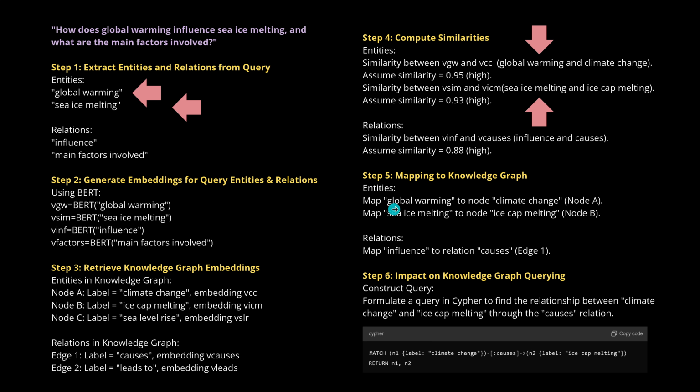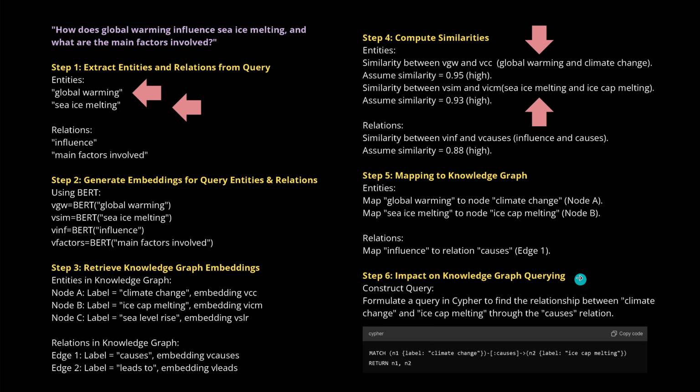And here it's happening now. So we have the global warming, as I told you here from the query. We map this now to the node in our knowledge graph, and the best node is climate change. And for the sea ice melting, our semantically most close by node is ice cap melting in the knowledge graph. So now we have an allocation of the query to the embeddings in the knowledge graph.